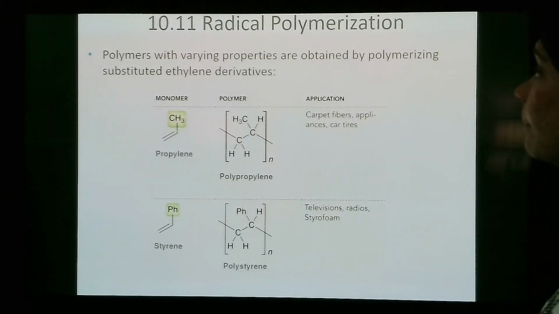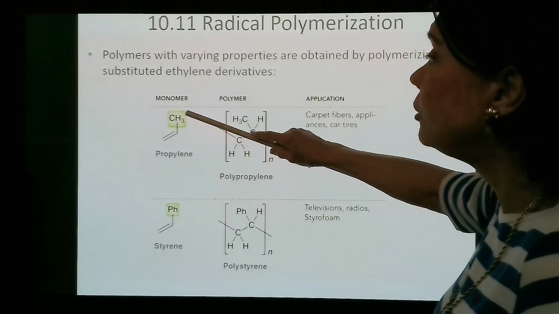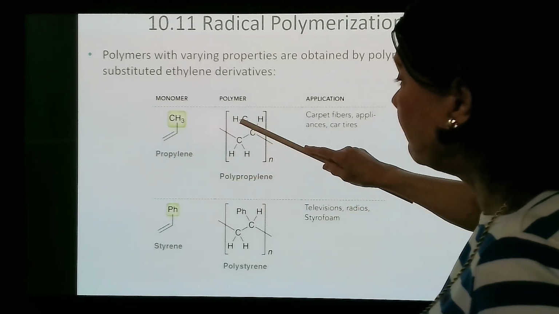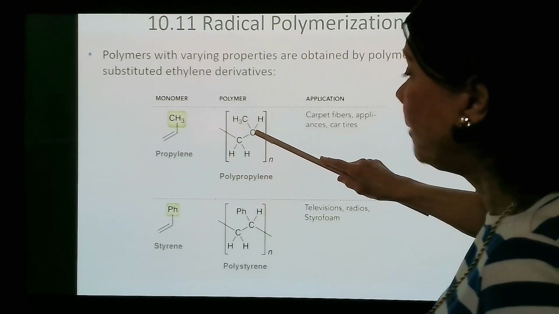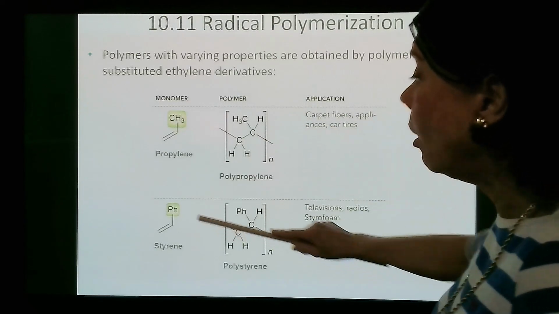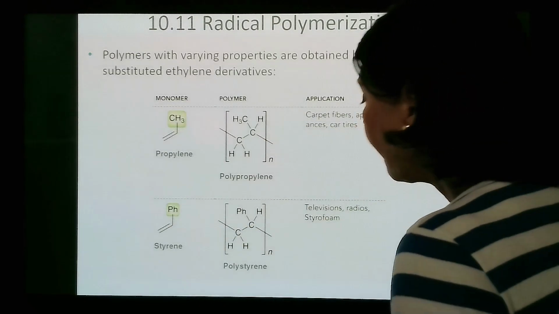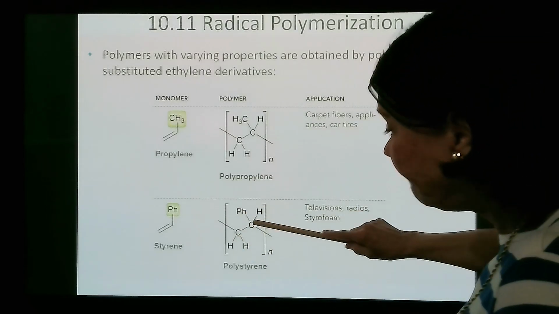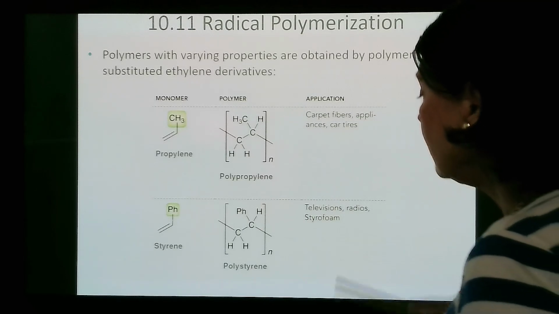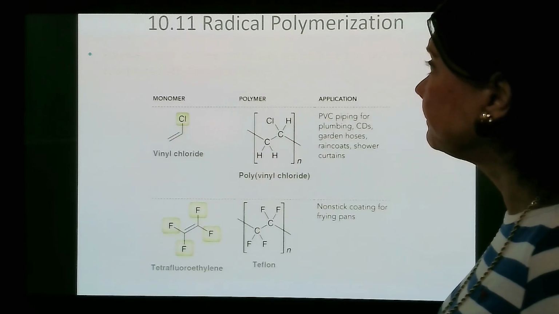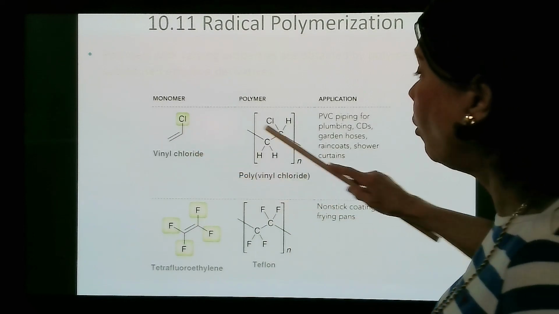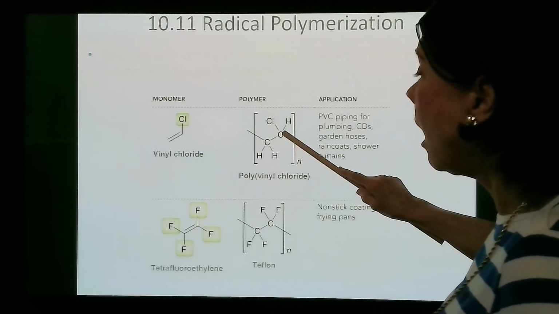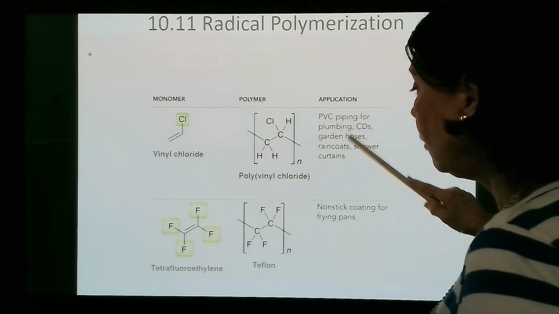Polymers with varying properties are obtained by polymerizing substituted ethylene derivatives. So you can have propylene, which can polymerize, and then you'll have a methyl group on every other carbon down the chain. Or you can have styrene polymerize, and you'll have polystyrene, where you have a phenyl group on every other carbon down the chain. You can have vinyl chloride polymerize, and you'll have a chloro substituent on every other carbon going down the chain.